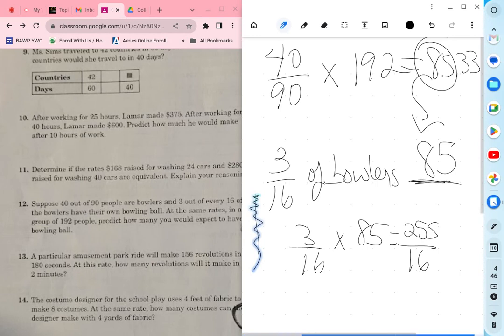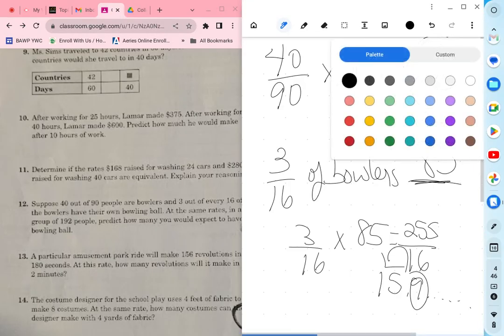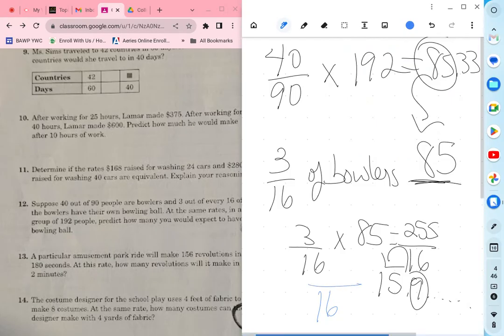I don't know why I did that. Get rid of that. All right, I could have 255 over 16, and then I want to divide that. And when I do, I'm going to get like 15.9, and so on. But again, we're talking about whole people out here. So let's go ahead and call that 16 people.